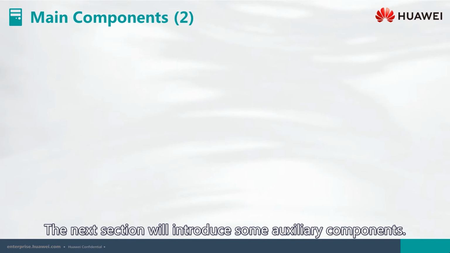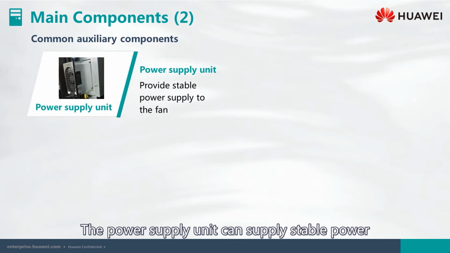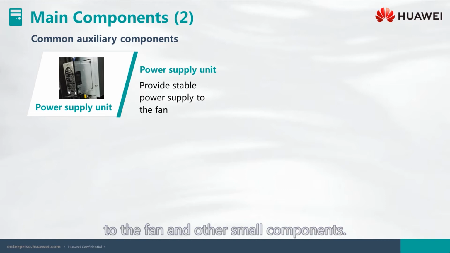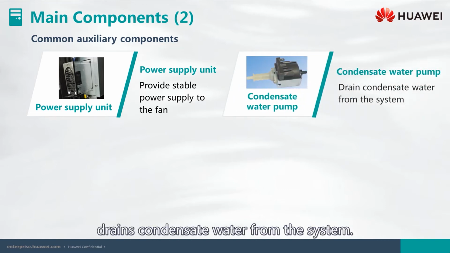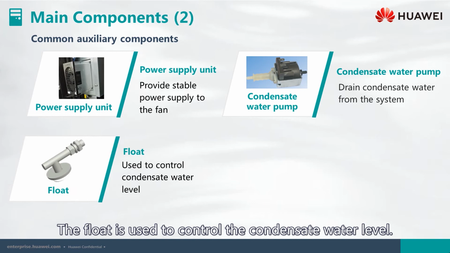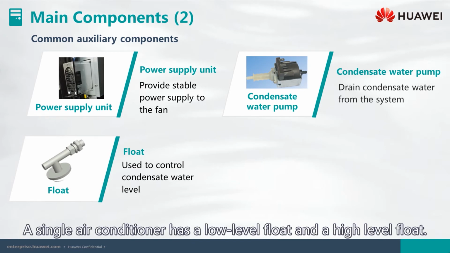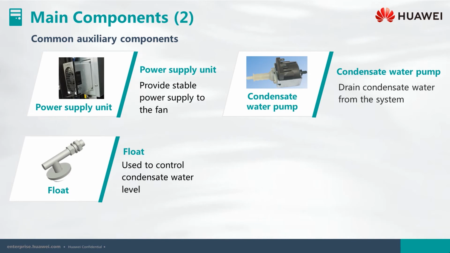The next section will introduce some auxiliary components. The power supply unit can supply stable power to the fan and other small components. The condensate water pump drains condensate water from the system. The float is used to control the condensate water level. A single air conditioner has a low-level float and a high-level float.